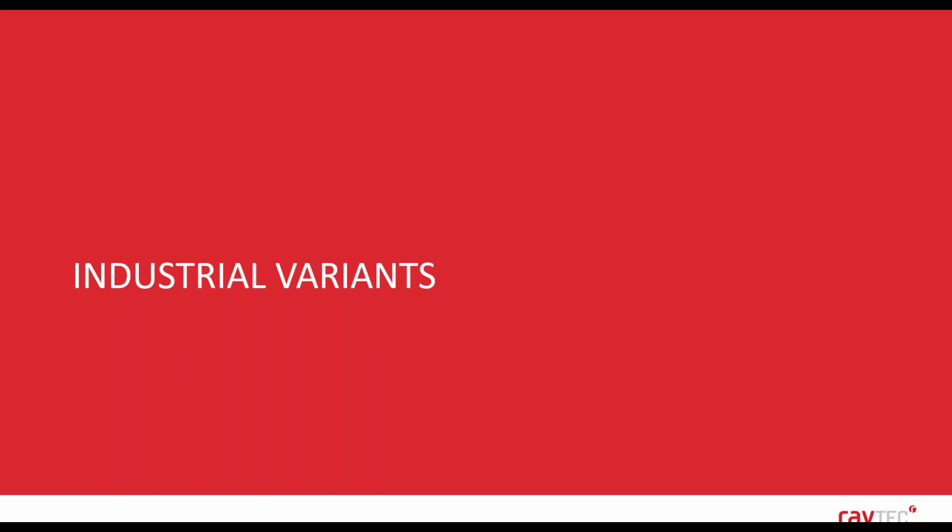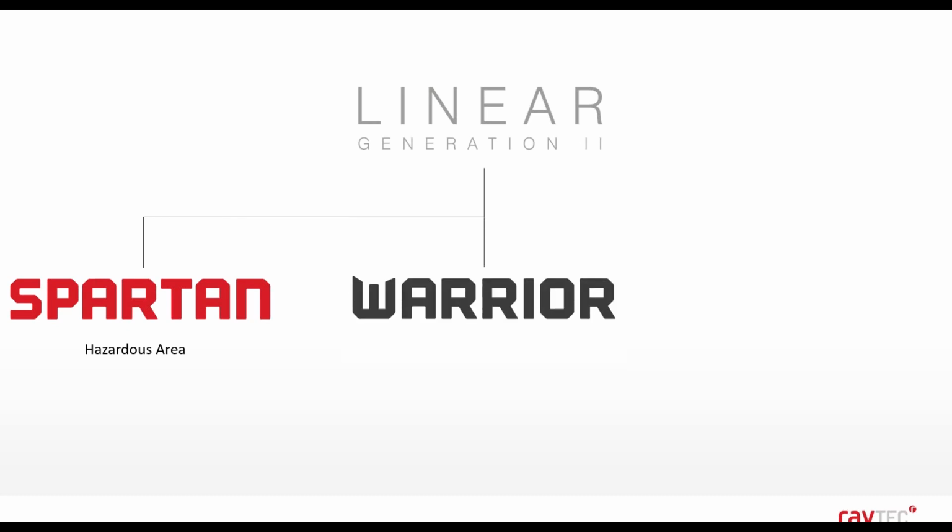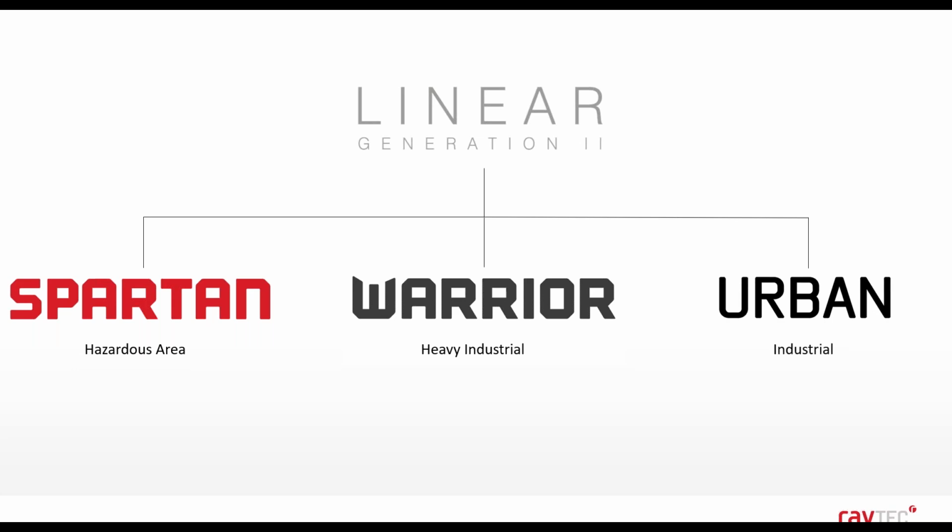Now just a quick look at some of the new industrial variants. With the launch of Linear Gen 2, we've also introduced 2 new brands for Raytec's industrial products. Spartan, which you're all familiar with, will now exclusively be for EX-rated hazardous area products. And then we've introduced Warrior, which will be our new brand for heavy industrial, and Urban, which will be a new brand for standard or less heavy-duty industrial products, which are more focused on efficiency and connectivity.